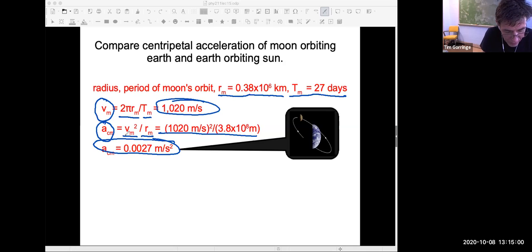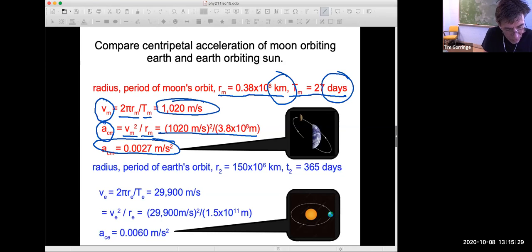And I was a little careful here. I did have a little bit of work. The radius of the moon's orbit I was given in kilometers, so I had to put it into meters. The period of the moon's orbit I was given in days, so I had to put it into seconds. But I did all that. And we come up with roughly 0.003 meters per second squared.